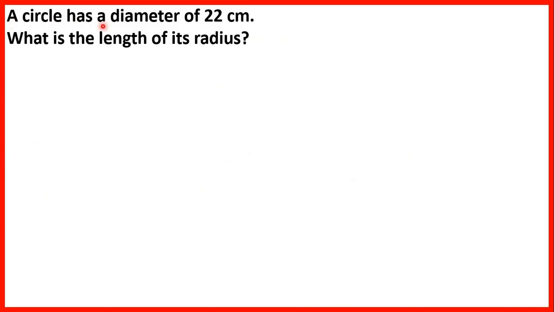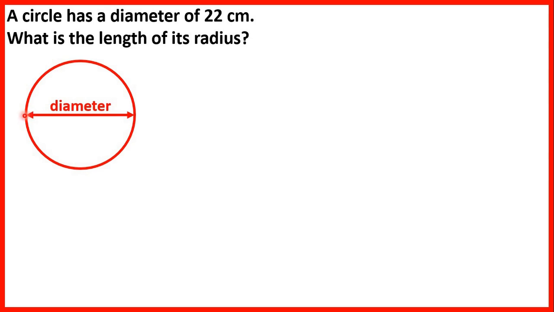A circle has a diameter of 22 centimetres. What is the length of its radius? Well, if we have a circle, the diameter is the distance from one edge to the opposite edge, or the edge on the opposite side. So it's a line that goes through the middle of a circle, connecting the two edges.